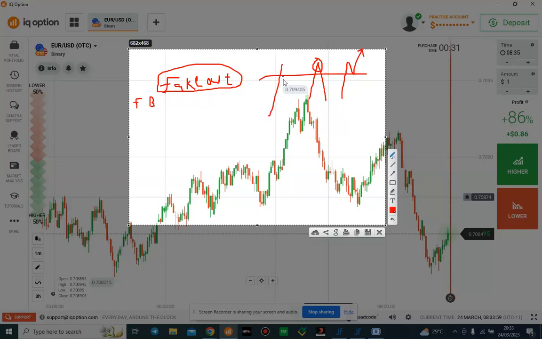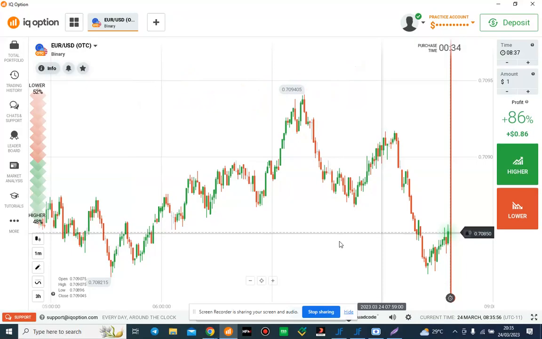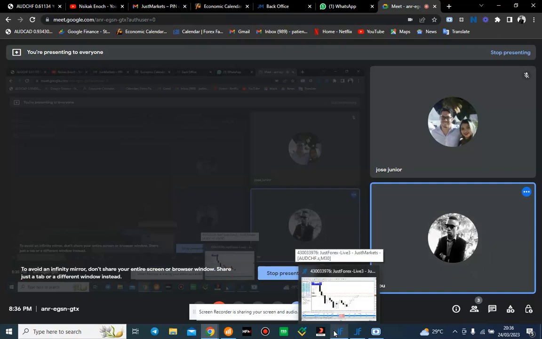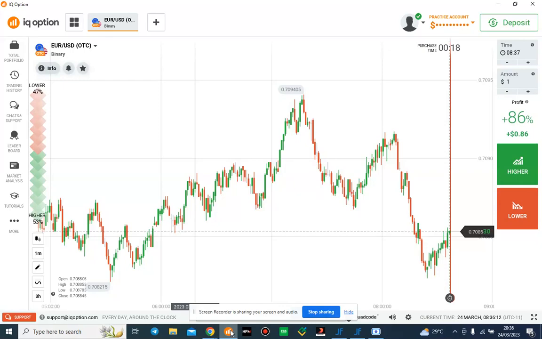So if price breaks a level, it's called breakout. But if price fails to continue to the upper side, then returns back to the range, it's called fake breakout. Again, if price breaks a level, it's called breakout, but if price retests and then continues in the previous direction, that is what we call real breakout. You can see the difference.